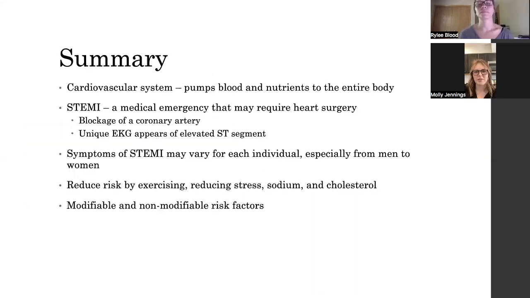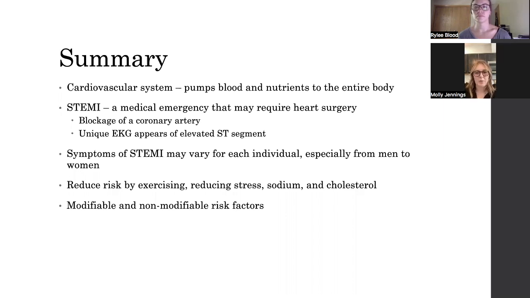All right, so now we've reached the end of the presentation. In summary, we wanted to highlight that the cardiovascular system is highly important to survival as it connects with all of the organs in the body, pumping blood and nutrients to them. So impairment of the cardiac system affects the entire body.